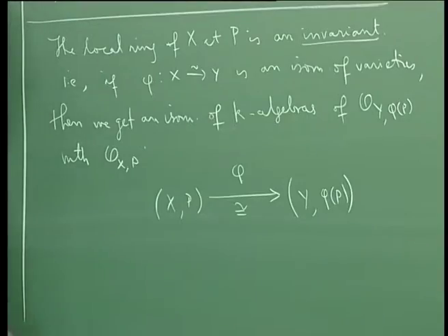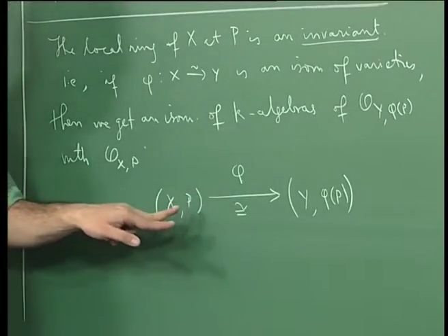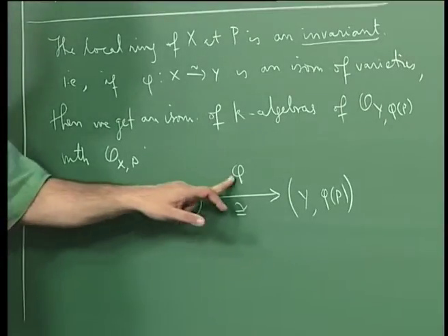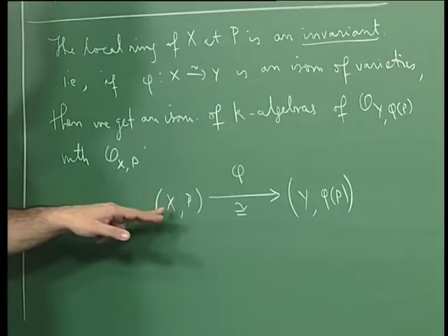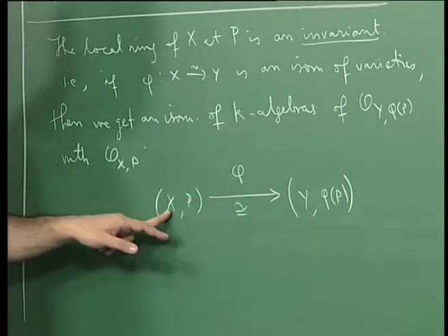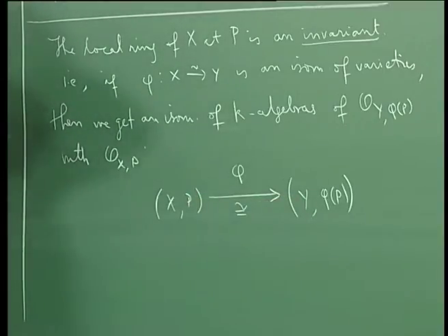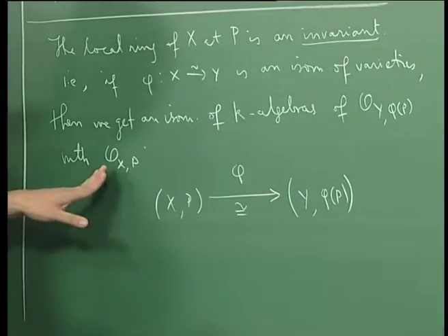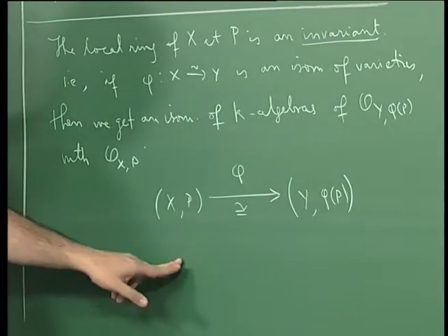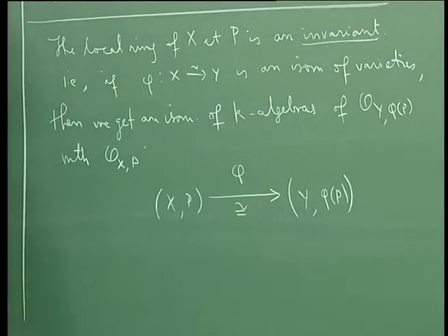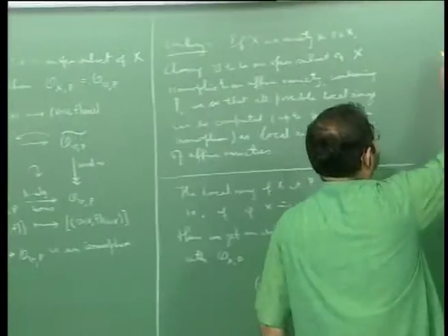Okay, so when I write a pair like this, it's a variety and a point on it. And the map is not just supposed to respect the variety, taking this variety to that variety, but it's also supposed to take this point to that point, which is what it does. And the point is that the local ring of x at p will be isomorphic to the local ring of y at phi p because of this isomorphism. And the reason is very simple.